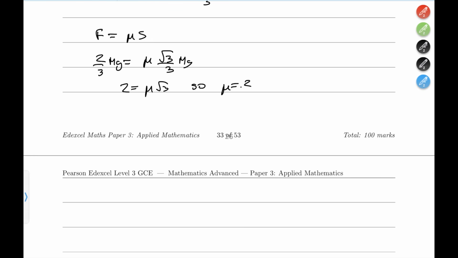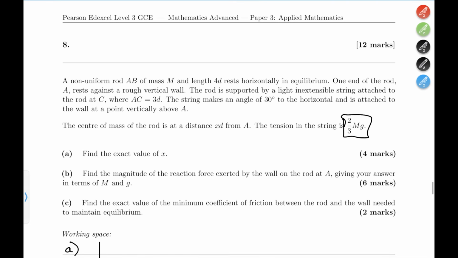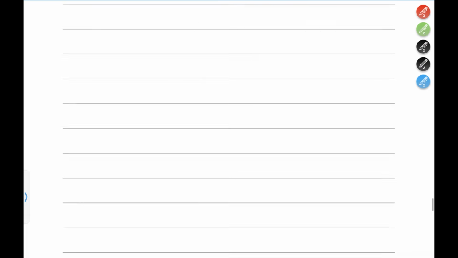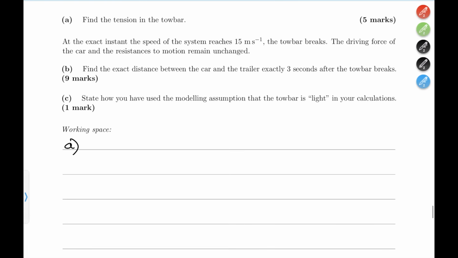So mu equals 2 over root 3. So mu, I'm going to say min here, is equal to 2 root 3 over 3. So that is going to finish off our question 8. So nice non-uniform question here. And now we can move on to the final question, which is question 9.